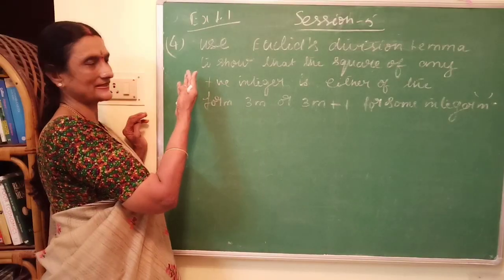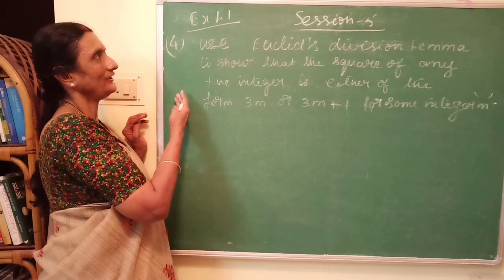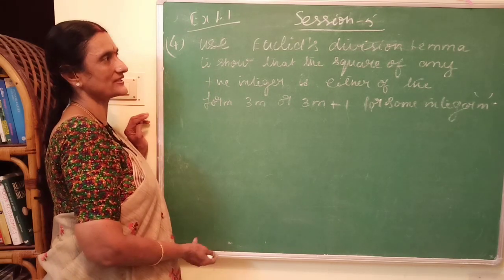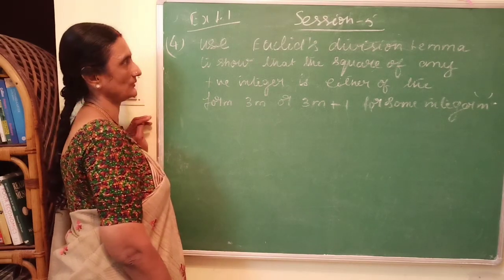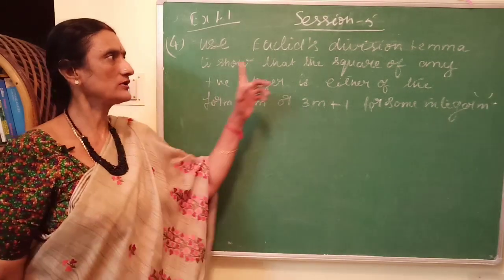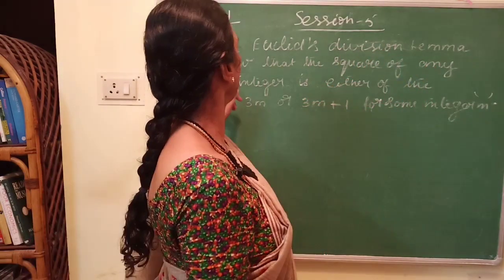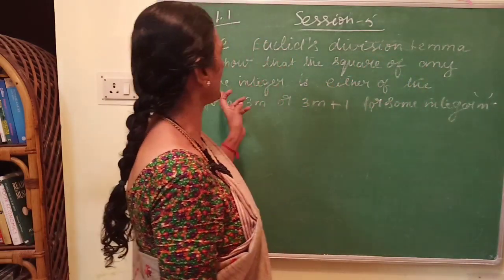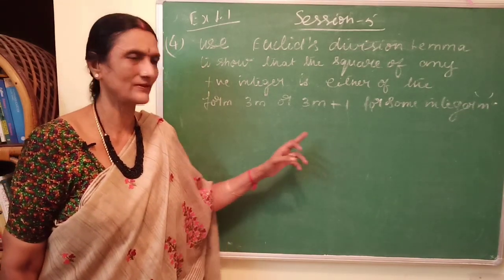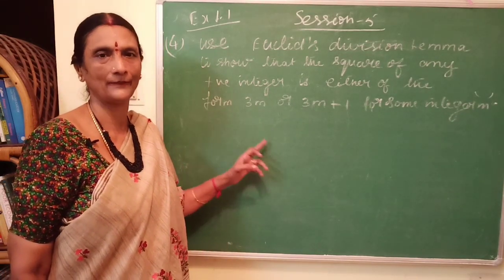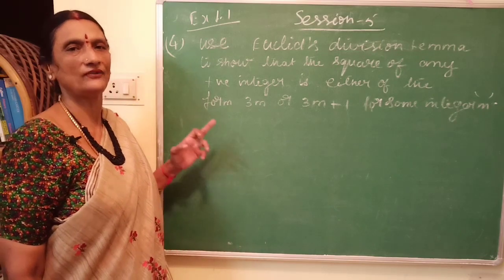Continuing with the fourth sum, you have to use the same Euclid's division lemma for proving this sum also. Okay, let us read the sum. Use Euclid's division lemma to show that the square of any positive integer is either of the form 3m or 3m plus 1 for some integer value m. Okay. Now how do we do that?